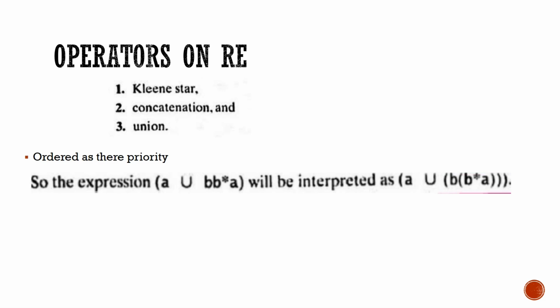Fine. This can be interpreted as A union B, B star. B star means any number of B's. Then the A means it can be a single A, or BA, BA, BA and B star, at least one B, then ending with the A. Fine. So this can be written in this way. First what is to be executed? B star first. The next will be concatenation, B star A. Then B is concatenated over here. Then the A union. Fine.